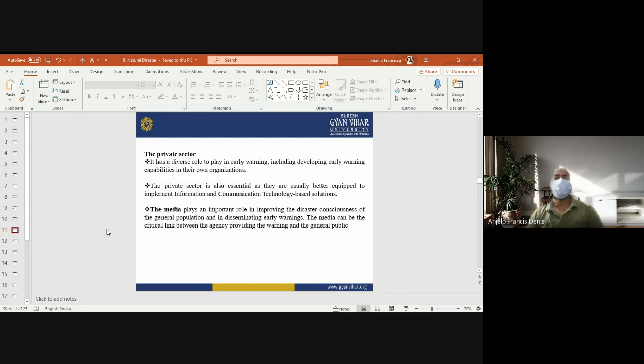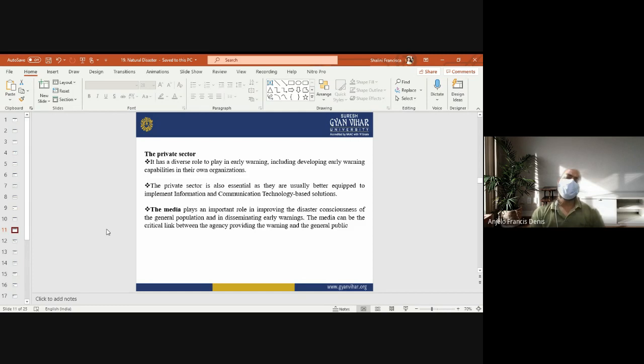Then the media is also a major role-playing sector in improving the disaster consciousness of the general population and in disseminating early warnings. The media can be the critical link between the agencies providing the warning and the general public. We all know the importance of media. Whenever there is hot news in media, within a few hours it spreads like forest fire. Within a few hours everyone comes to know that such a thing is happening in such a place. So we all know the importance of media.